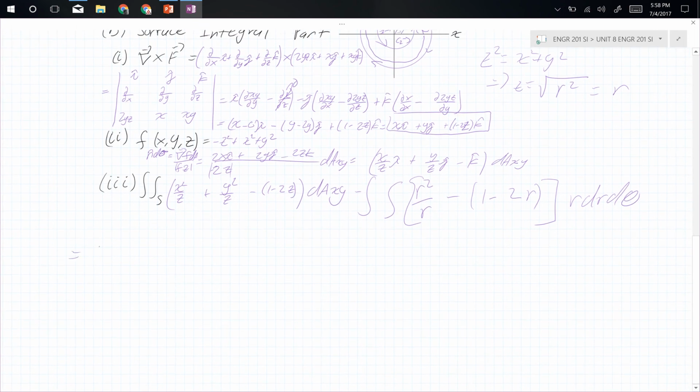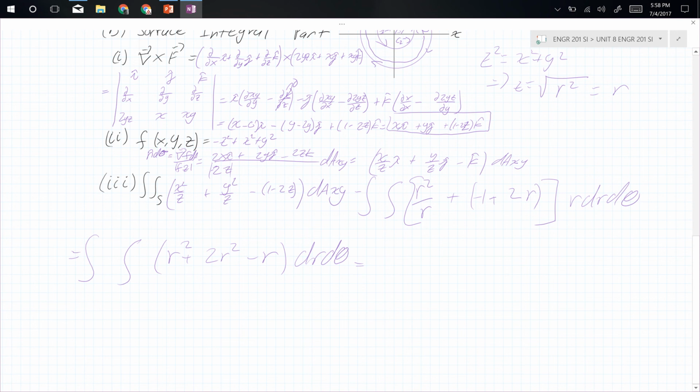So then this would equal the double integral of r squared, so let's multiply that r throughout, minus 2r squared. So it's probably plus 2r squared because of that distribution of the minus. So it's going to be minus r d theta.